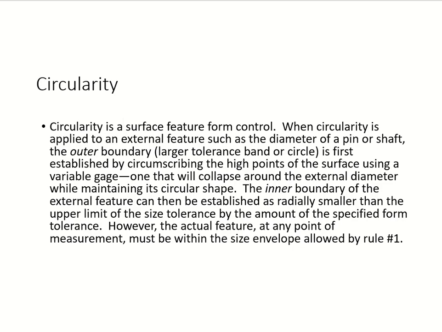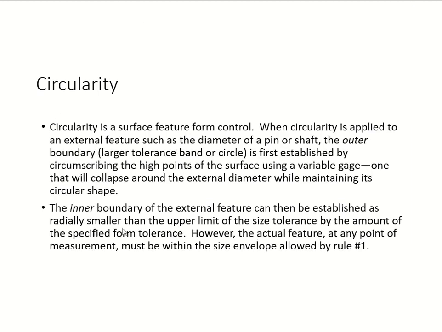Okay, so circularity is just a surface feature, another form control. Circularity is applied to an external feature. Since you're dealing with circularity, you're dealing with a diameter, either a pin or a shaft. An outer boundary, of course, means a larger tolerance, usually the circumference of your circle. Usually we take the high points so that you include everything on that surface. Let me break this up for you so it's easier to read.